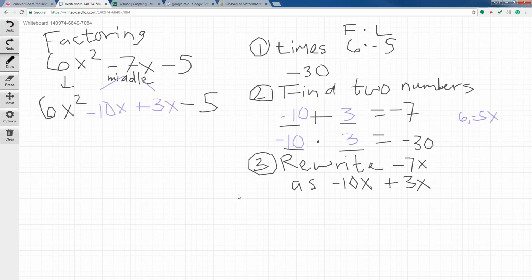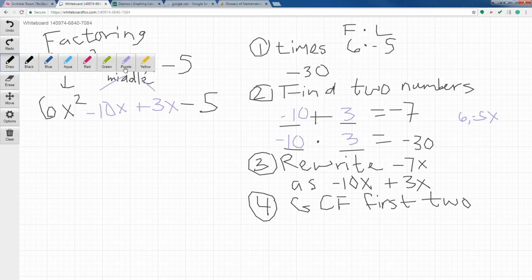So like I said, very different so far. Now we want to greatest common factor the first two. So only the 6x squared and the negative 10x, we want a greatest common factor, which is that factor tree process. And we're running out of time, so I'm just going to kind of rush through it.